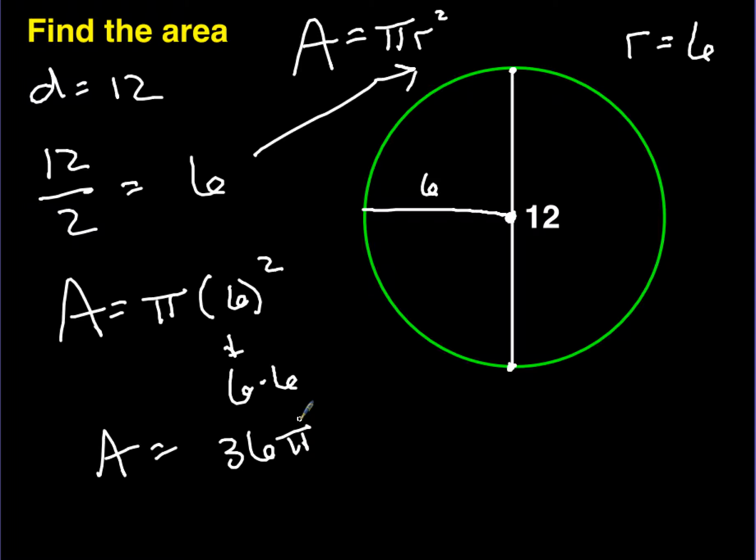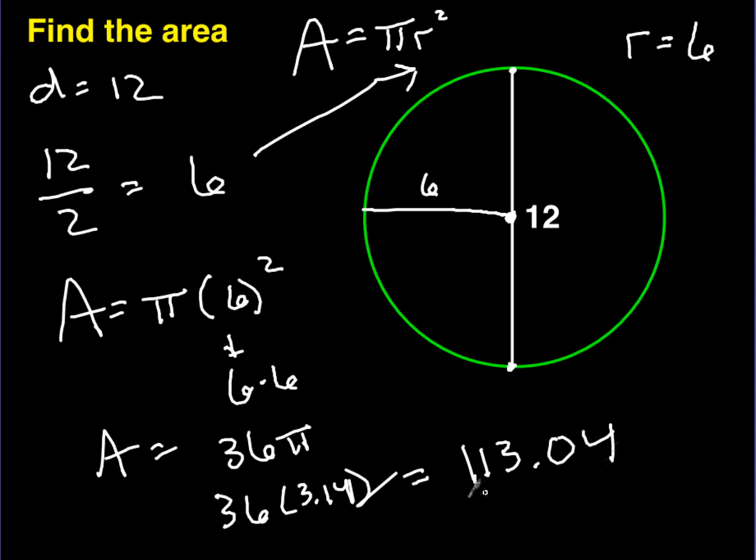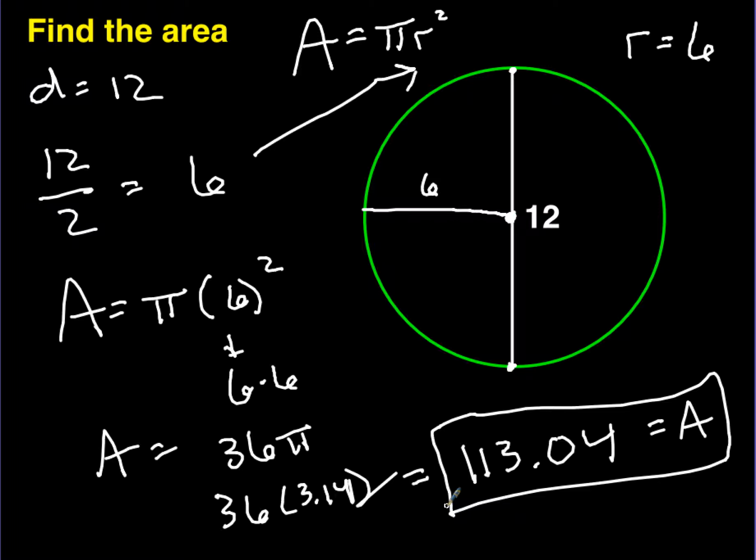For the sake of time, I'm now going to use my calculator to do 36 times 3.14. And in my calculator, I got 113.04. So that is my area. And you guys will be allowed to use calculators when we're working on these problems. Let's just look at one more and then we'll be done.